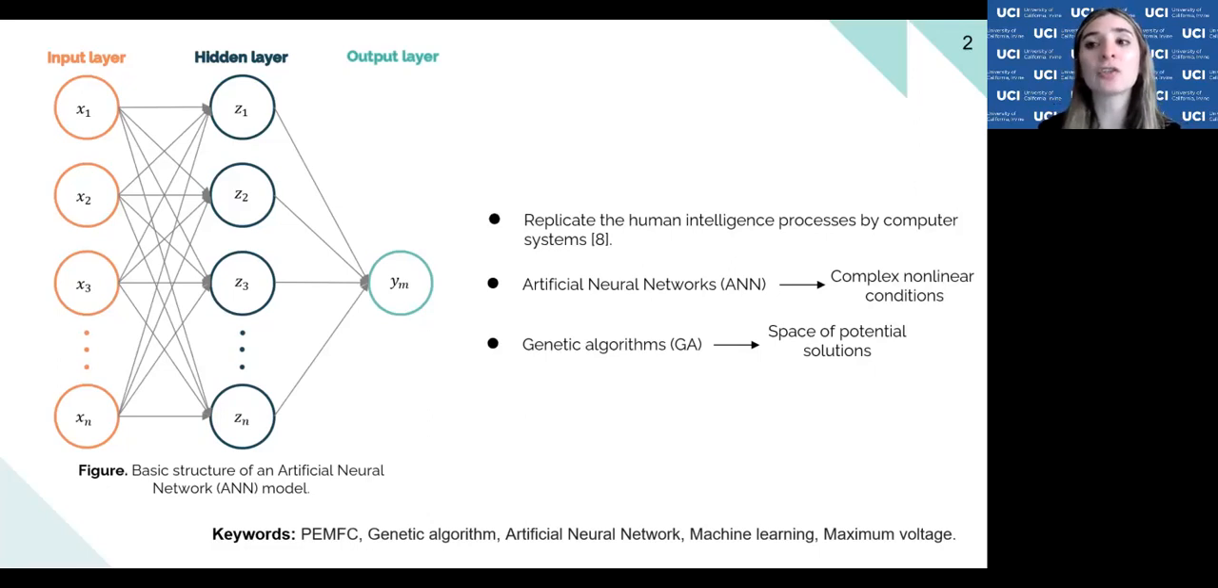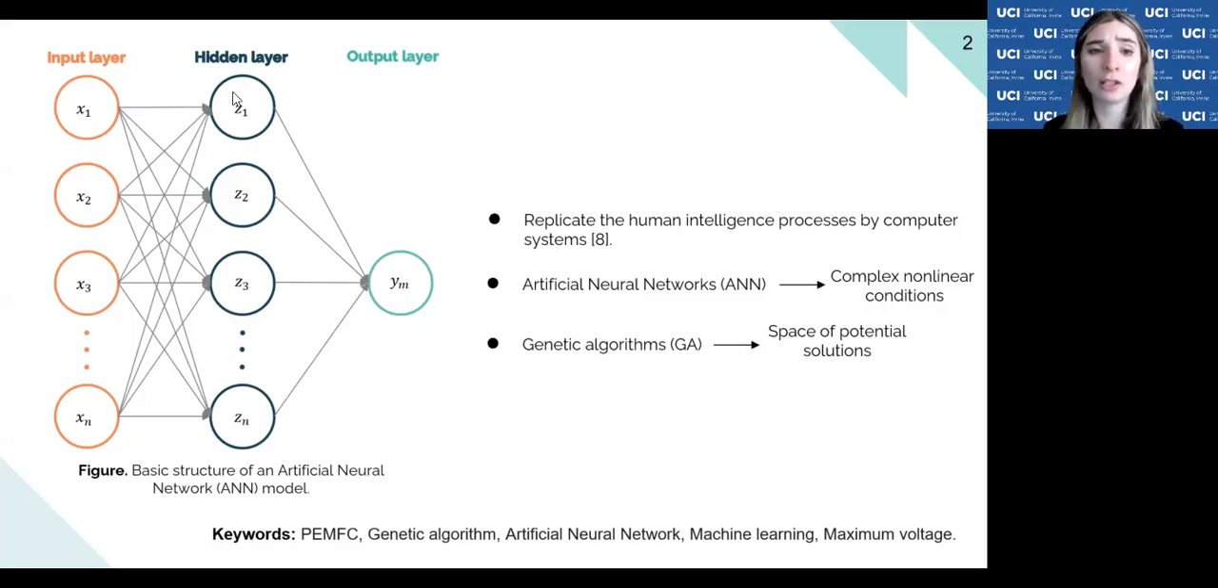So artificial intelligence tries to replicate human intelligence by a computer system. And an application of this artificial intelligence are the artificial neural networks that are often used for complex nonlinear conditions, just like the case of PEM fuel cells. And they are models working by learning from a given set of inputs and outputs by adjusting some internal parameters to minimize the error between the target output and the output we already know.